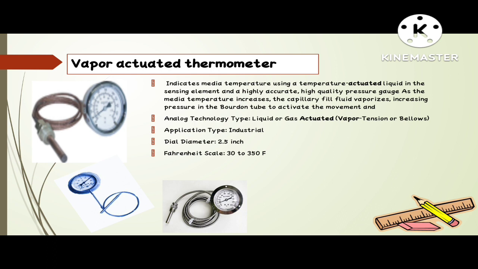In vapor pressure thermometers, a highly volatile liquid is used but only partially occupies the thermometer volume. The liquid begins to vaporize and fills the rest of the volume. As a result, the pressure rises until equilibrium between the liquid phase and the gas phase is reached.